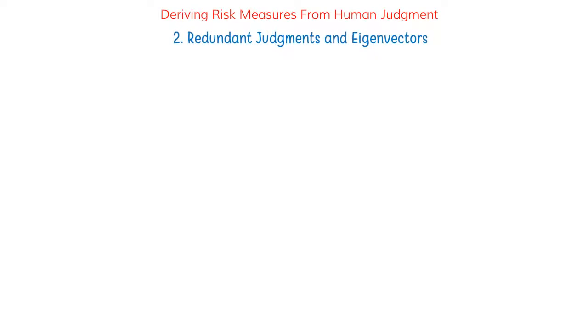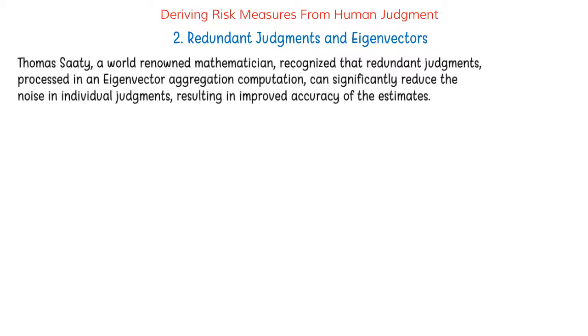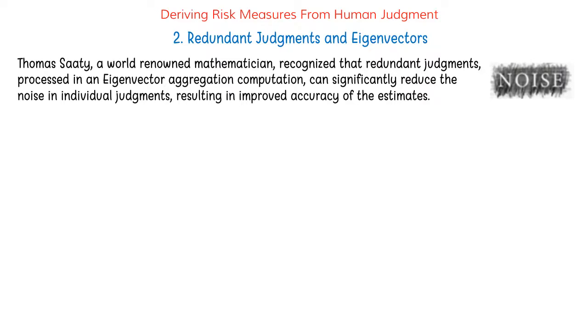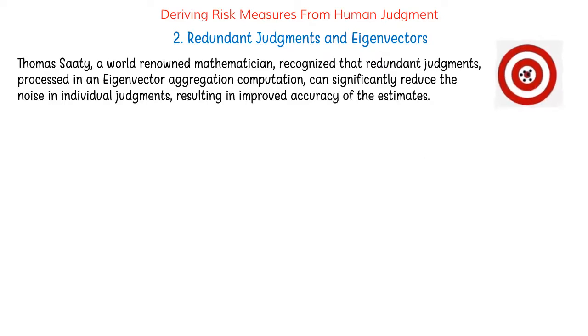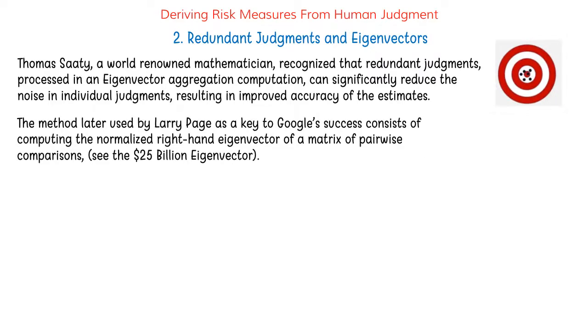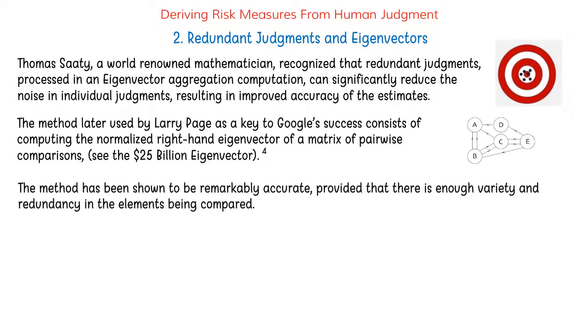Redundant judgments and eigenvectors. Thomas Saaty, a world-renowned mathematician, recognized that redundant judgments, processed in an eigenvector aggregation computation, can significantly reduce the noise in individual judgments, resulting in improved accuracy of the estimates. The method later used by Larry Page as a key to Google's success consists of computing the normalized right-hand eigenvector of a matrix of pairwise comparisons. See the $25 billion eigenvector. The method has been shown to be remarkably accurate, provided that there is enough variety and redundancy in the elements being compared.